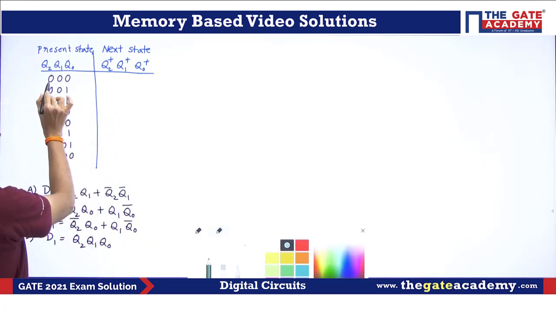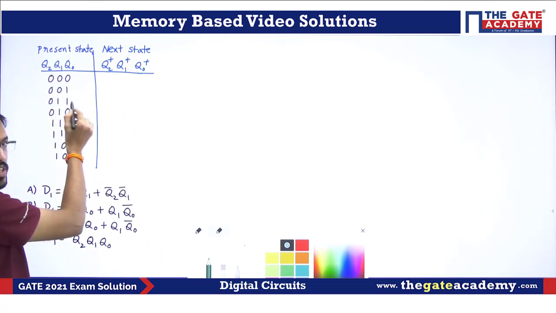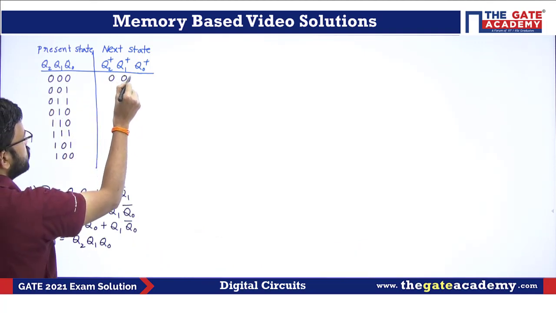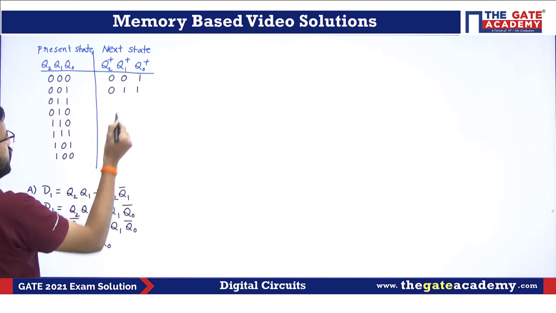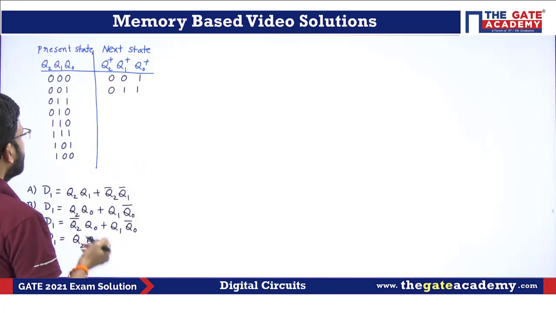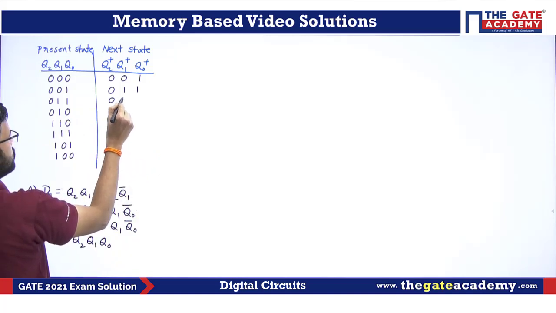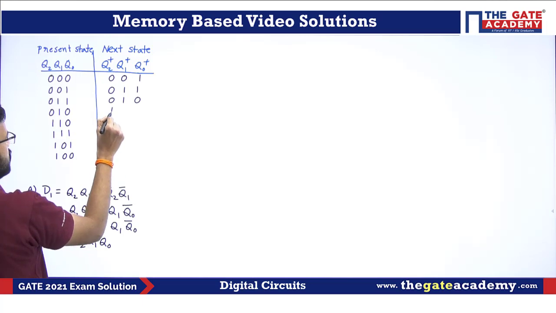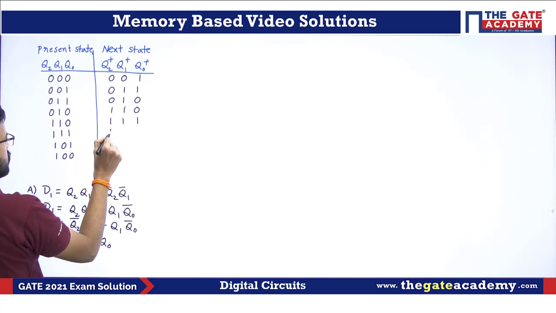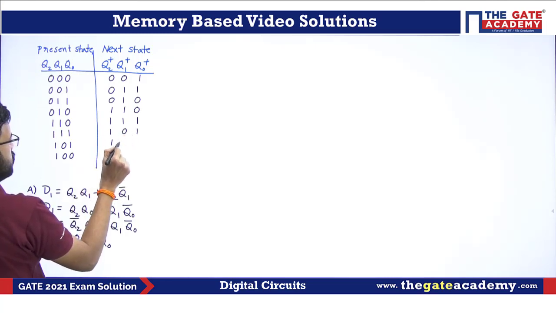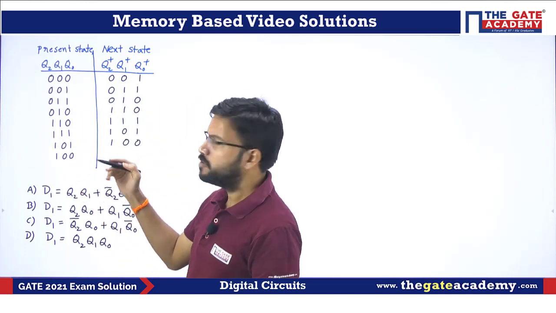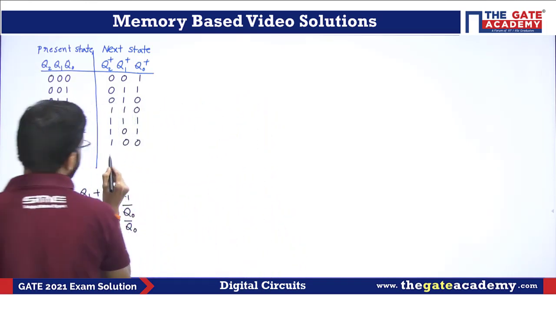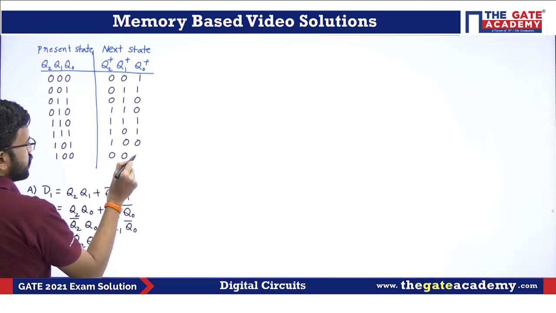Suppose this is the present state, the next state will be this one, so you can write here 0, 0, 1. Similarly, if the present state is this one, the next state will be this one. In this way, you can write the next states in this order. Next you will get 0, 1, 0. Next 1, 1, 0. Then 1, 1, 1. Then 1, 0, 1. Then 1, 0, 0. Now, once you reach this particular state, the next state will be the original state, that means 0, 0, 0.